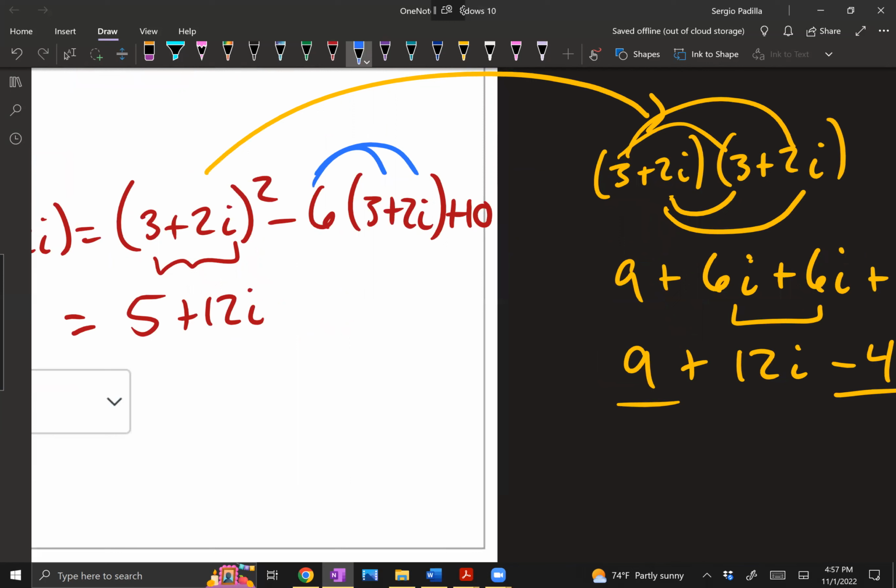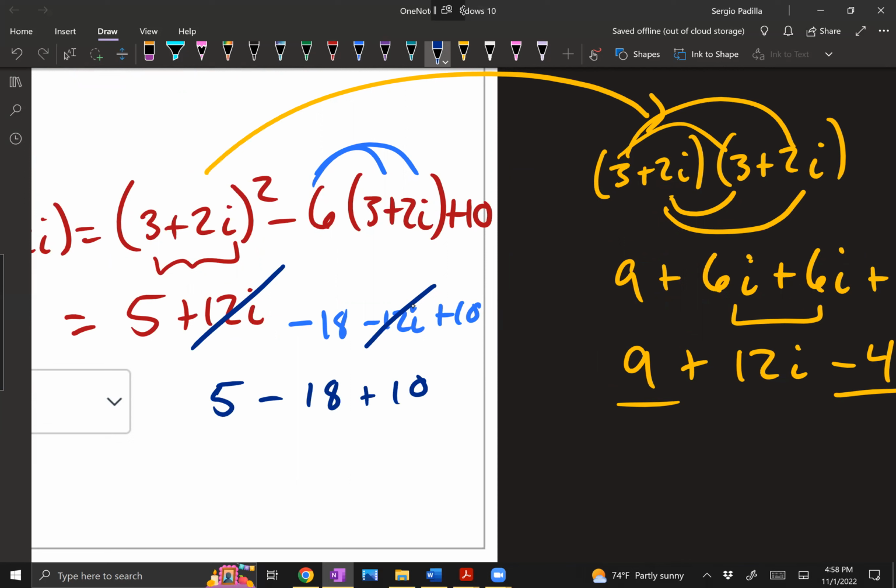-6 times 3 is going to give me -18. -6 times 2i is going to be -12i. Plus 10. If you notice, the -12i and the positive 12i are going to cancel each other. Now I have 5 minus 18 plus 10. 5 minus 18 is going to give me -13. -13 plus 10 is going to give me -3.